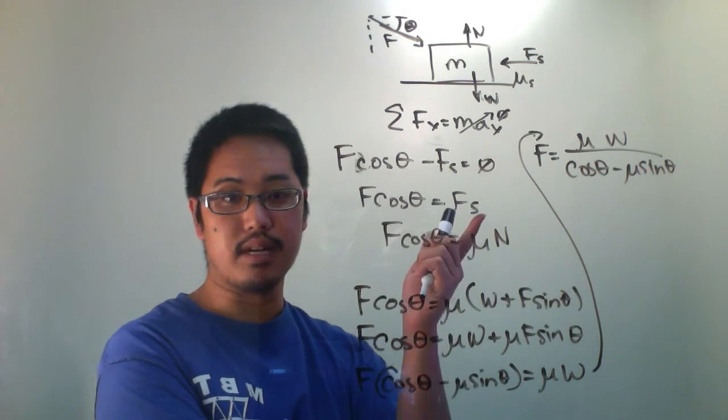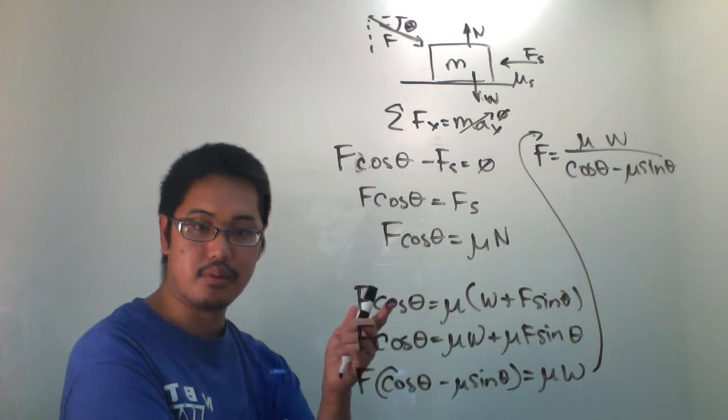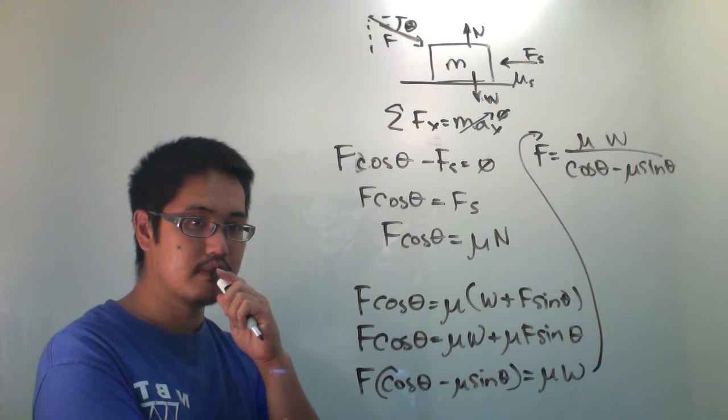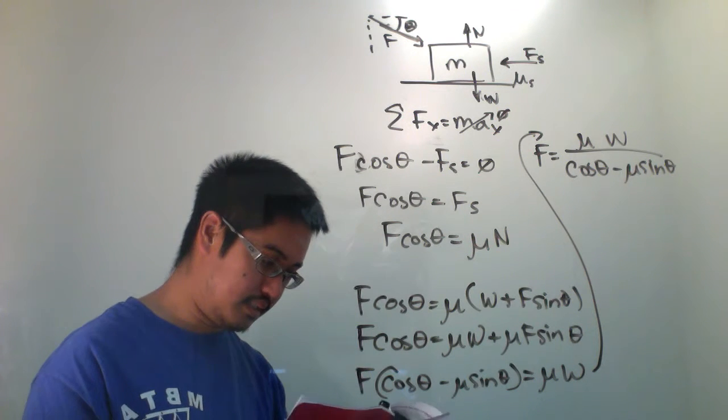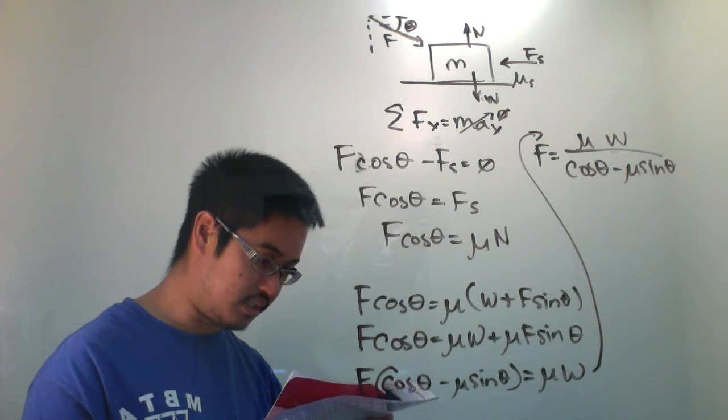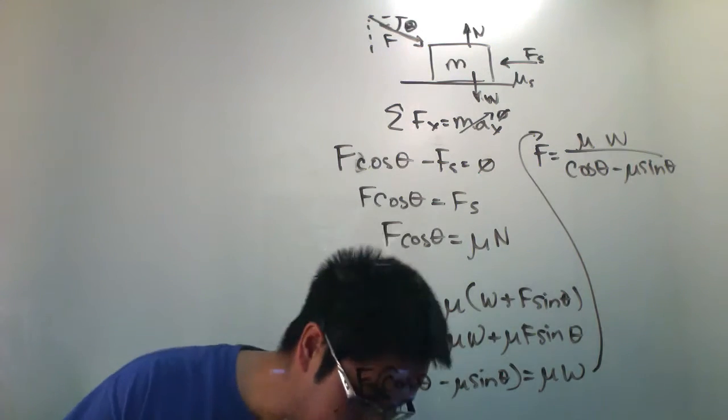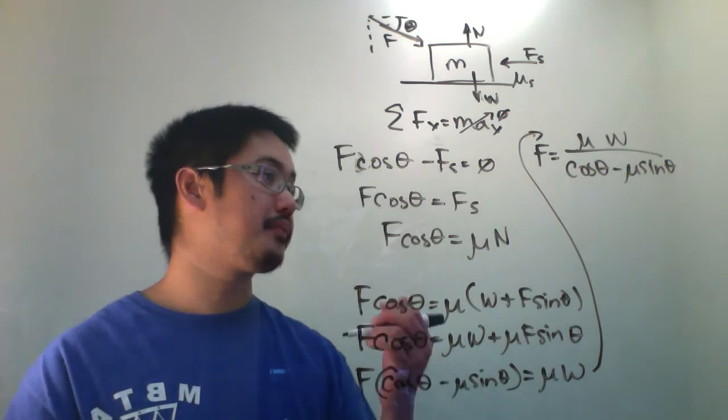I'm hoping that this is correct. They also gave us a check, right? Part B. What does part B ask me? It's saying if mu is equal to 1 over tangent theta, then what happens? Okay, fine. Let's try that.